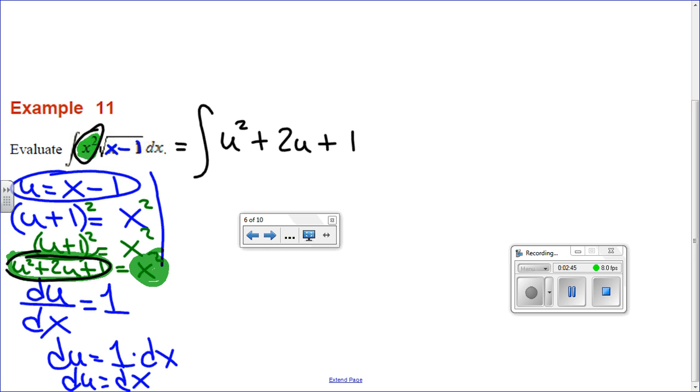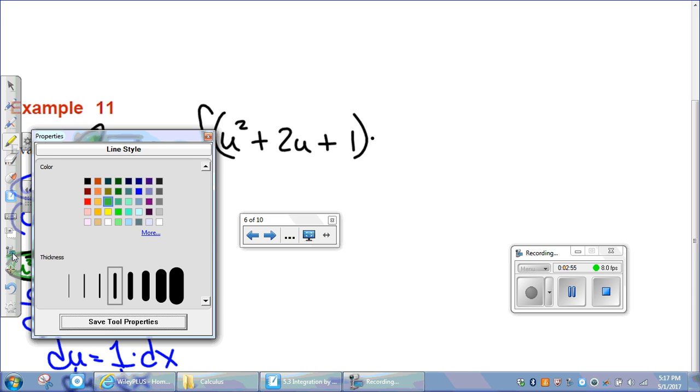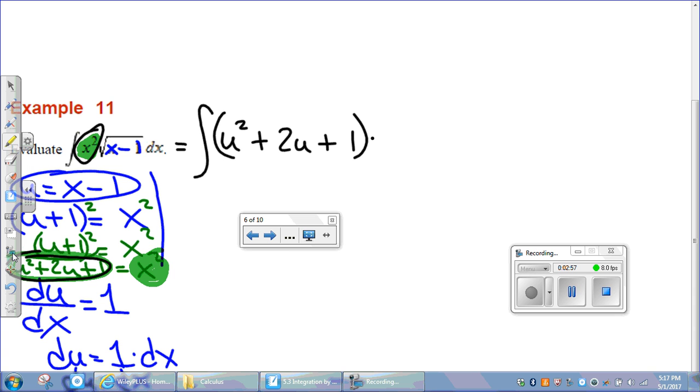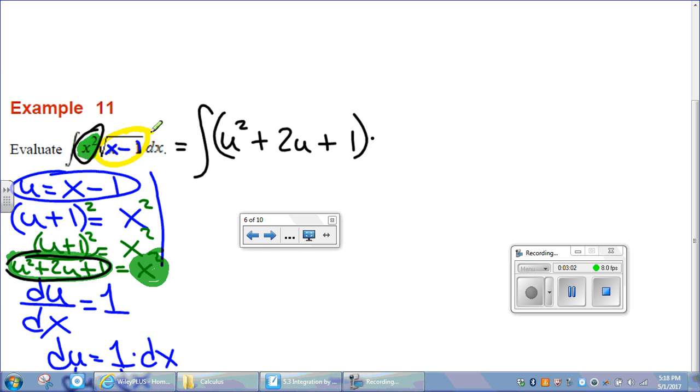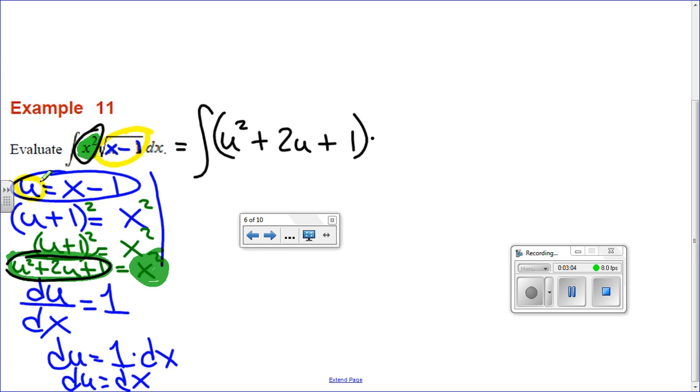Then I'm going to have that trinomial times this part right here, which is the square root of x minus 1. That part is going to be substituted with the square root of u. Remember, that's what we started with, x minus 1. So that will be times the square root of u. And then finally, for the part that says dx, that will be substituted with du.